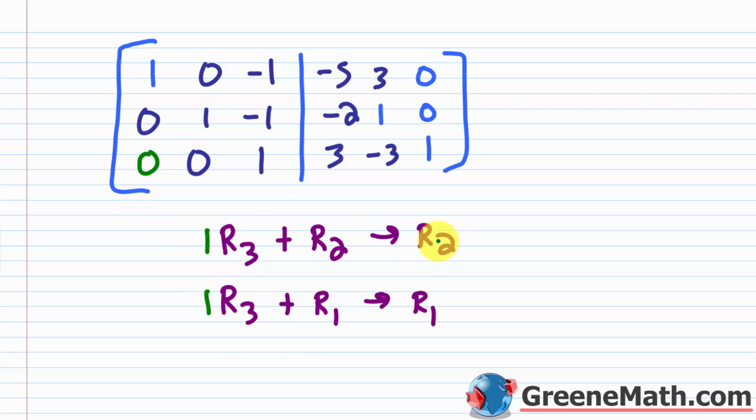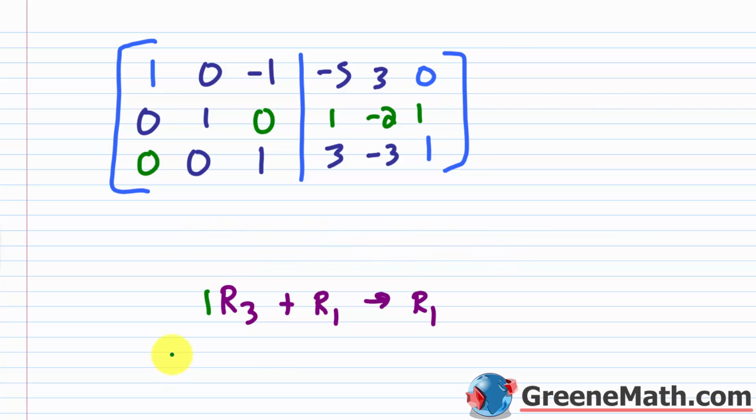I'm just going to add the entries in row 3 to row 2. That's what I'm going to replace row 2 with. So 0 plus 0 is 0, no change there. 0 plus 1 is 1, no change there. 1 plus negative 1 is 0, okay? And then 3 plus negative 2 is going to be 1. Negative 3 plus 1 is going to be negative 2. And then 1 plus 0 is 1. Okay, so that one's done.